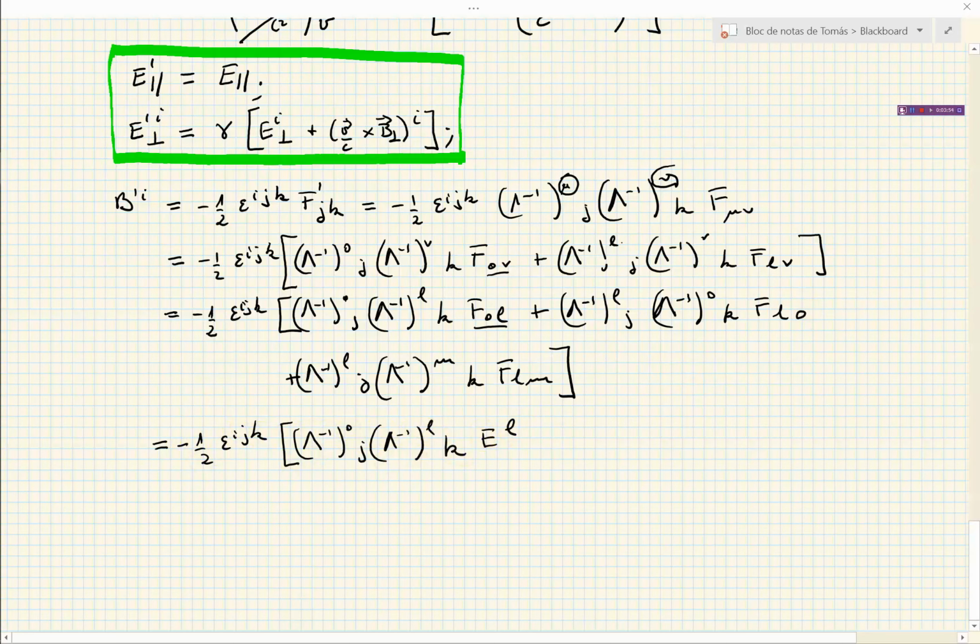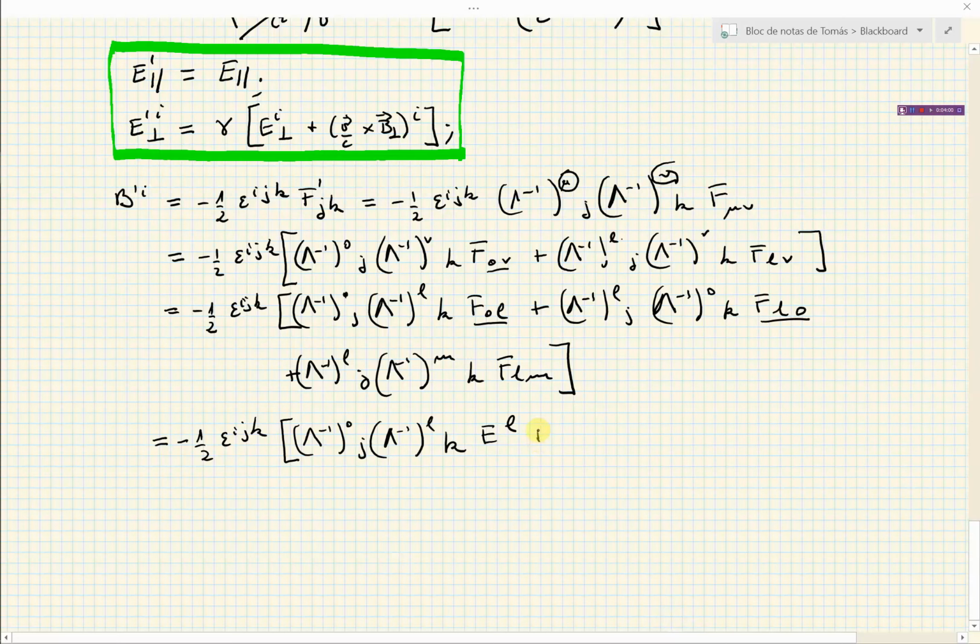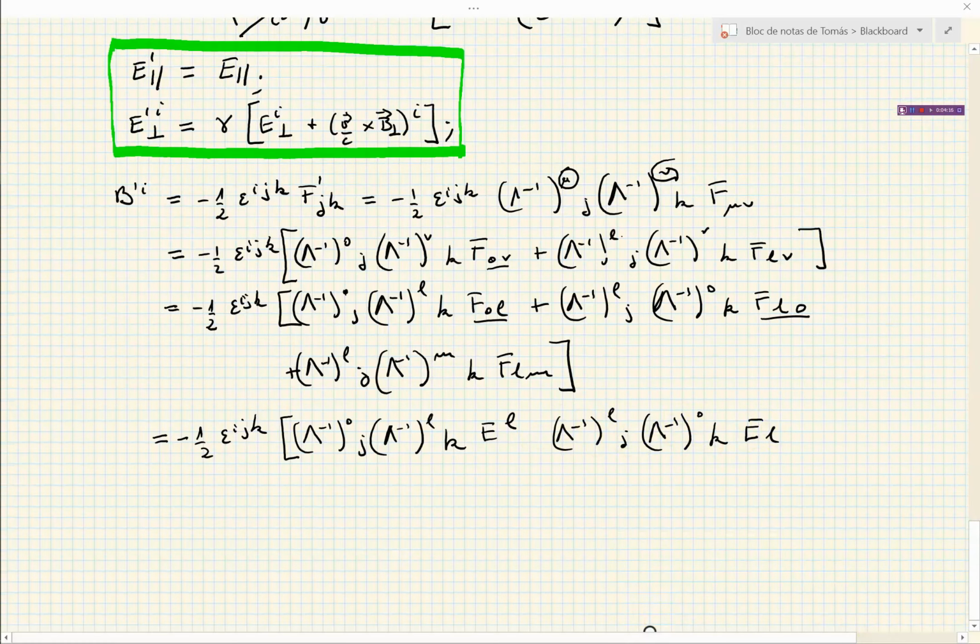Then if that was EL, this is minus EL, Lj lambda minus 1 0 k, el, the minus sign, and this L should be up.